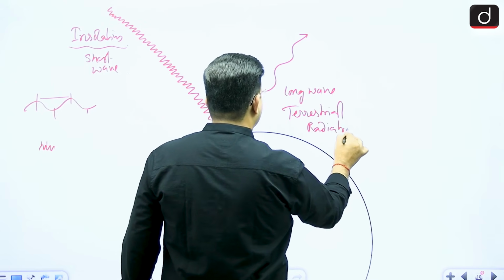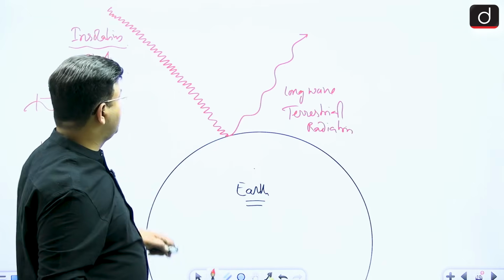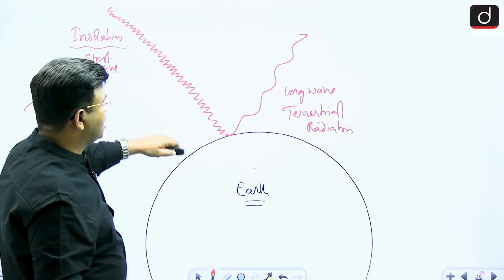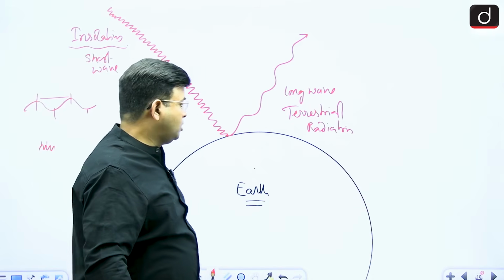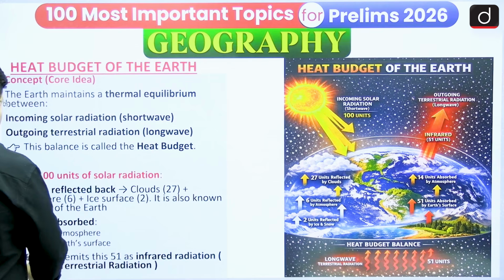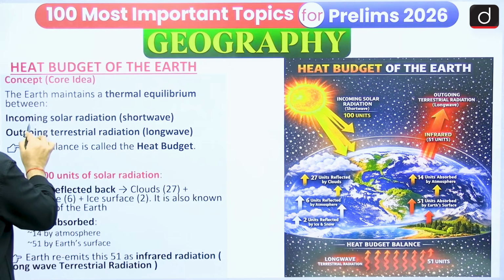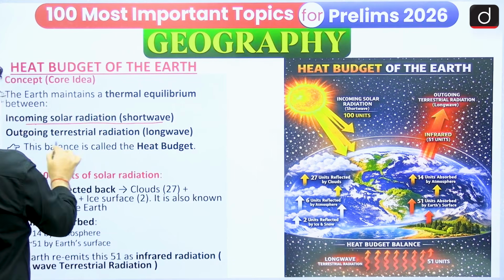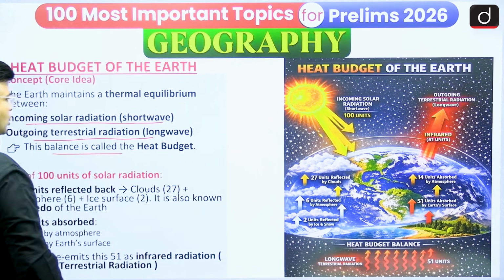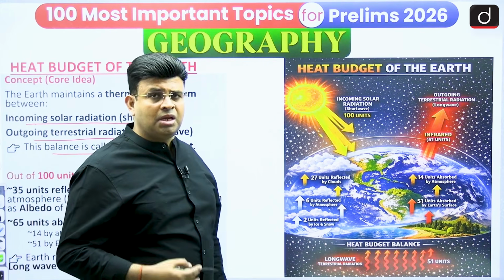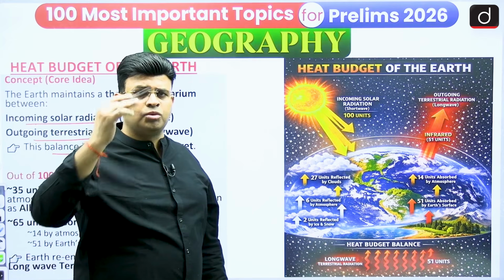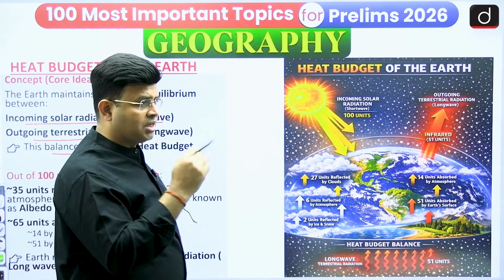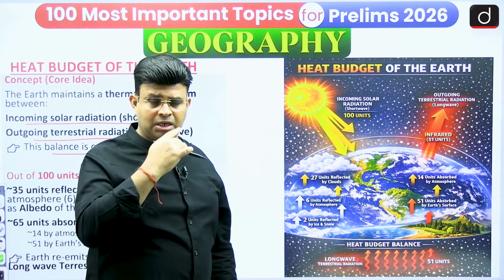The earth maintains a thermal equilibrium between incoming short wave solar radiation and outgoing long wave terrestrial radiation, and this balance is called the heat budget. And what is the meaning of a balanced heat budget? A balanced budget means 100 came, 100 gone. So this is the balanced budget: 100 units have to come and then 100 units have to go back.